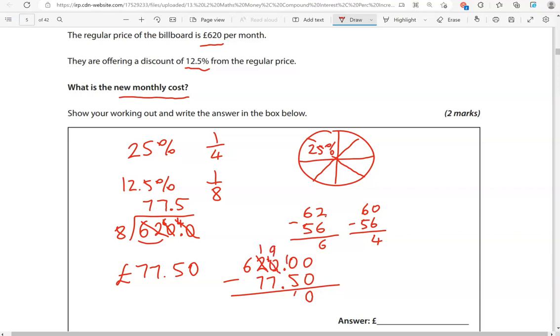10 take away 5 gives us 5. 9 take away 7 gives us 2. 1 take away 7 means we've got to borrow 1 from the 6, so this becomes 5, this becomes 11. 11 take away 7 gives us 4. 5 take away 0 gives us 5. So the answer is £542.50.